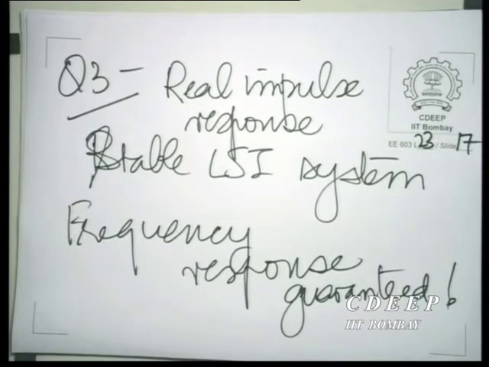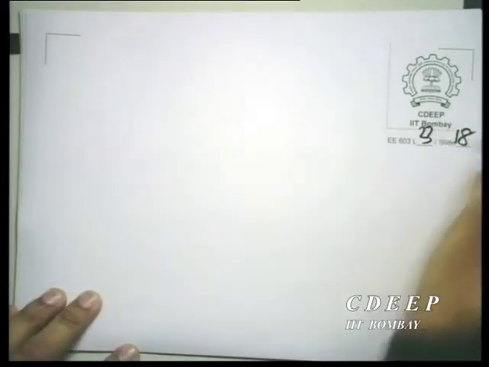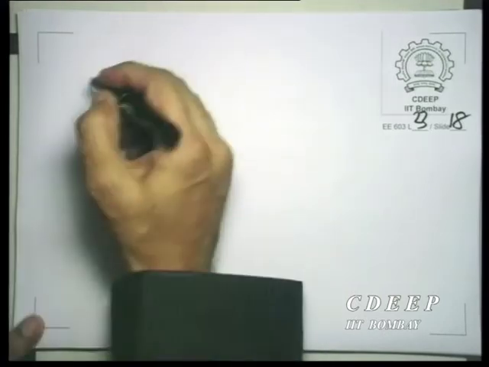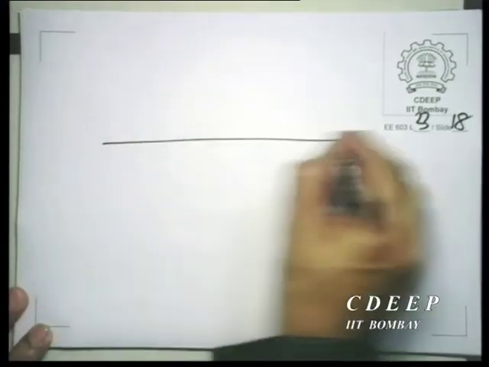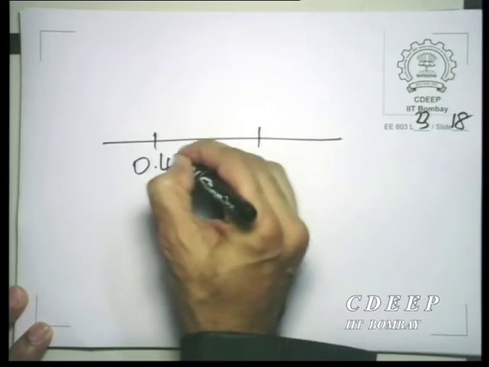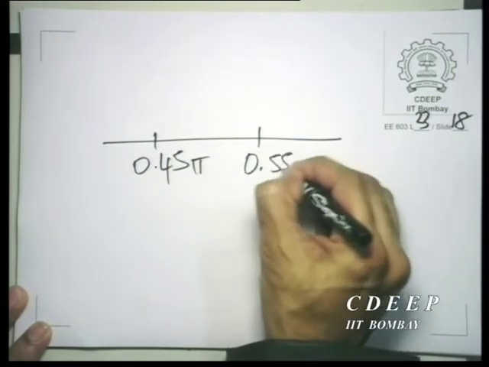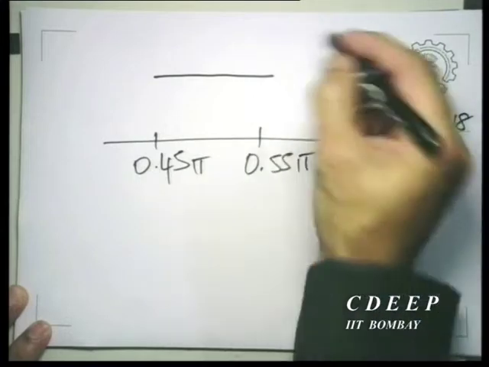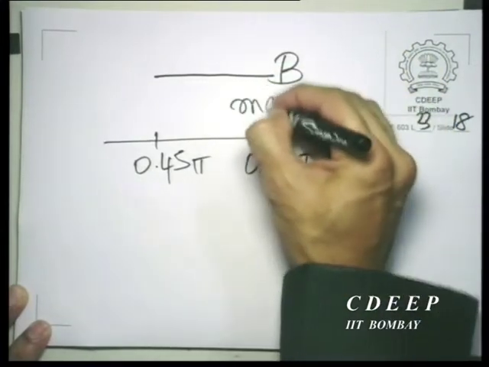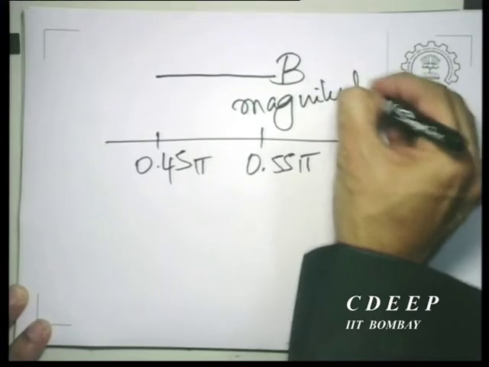Not only that, the frequency response is going to be magnitude symmetric and phase antisymmetric. That is because the frequency response is conjugate symmetric. So the magnitude is symmetric and the phase antisymmetric. And you were given the magnitude only between 0.45 pi and 0.55 pi, and you were told the magnitude is constant at B.